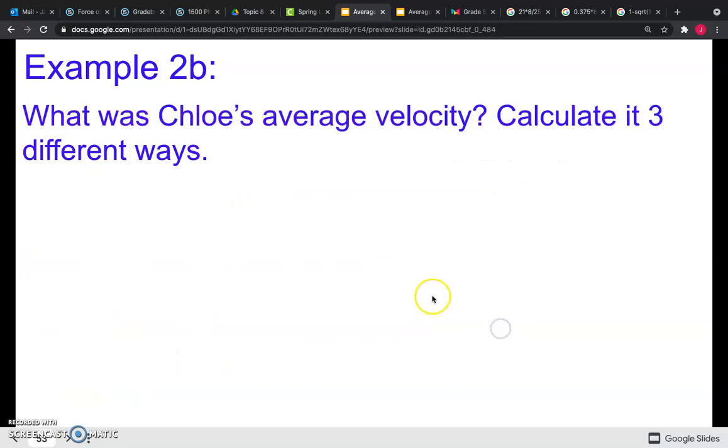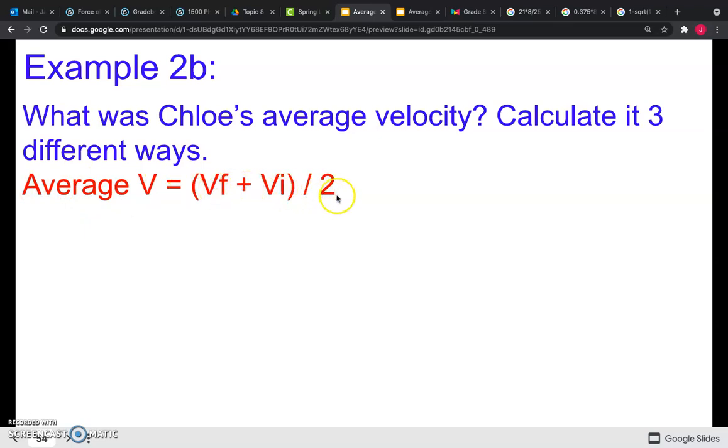Okay, and then in example 2b, I ask you to calculate Chloe's average velocity, and we're going to do this 3 different ways. Okay, so the first way is we're going to use the new formula that we learned. Average velocity equals v final plus v initial divided by 2.